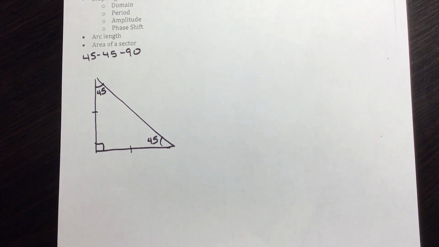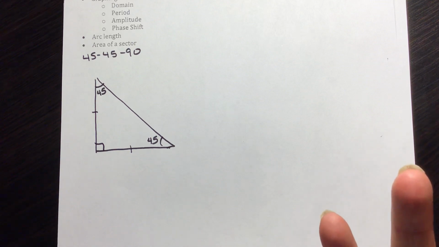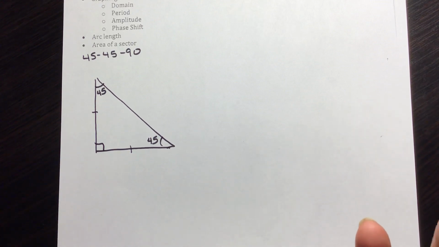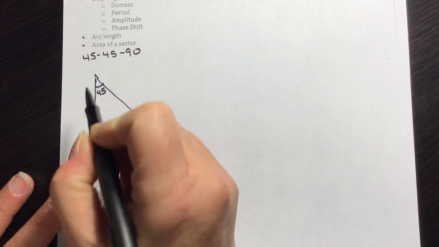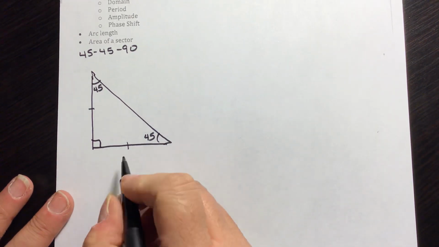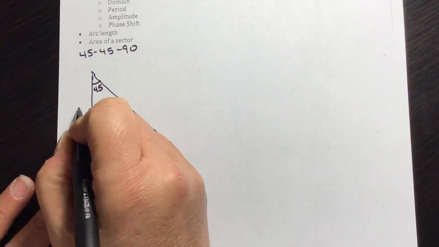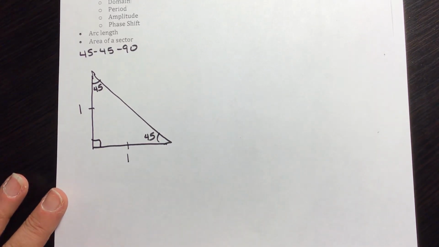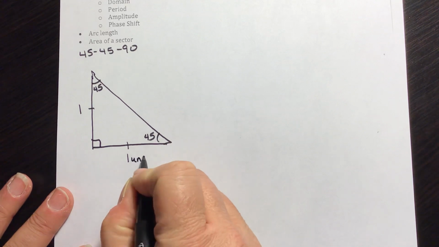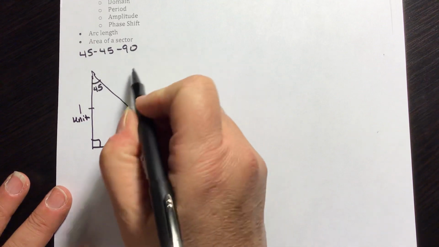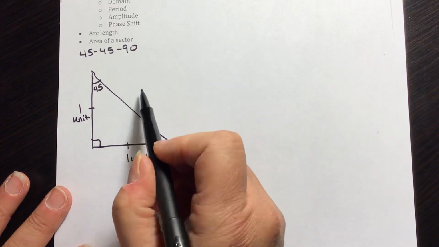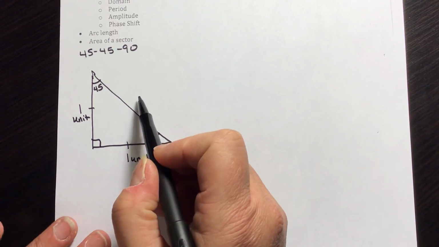We're going to talk a lot about the unit circle in class. When we talk about the unit circle, we talk about the radius in the circle being 1. So if I say that each of these sides has a length of 1 unit, we want to calculate the length of the hypotenuse in this right triangle.